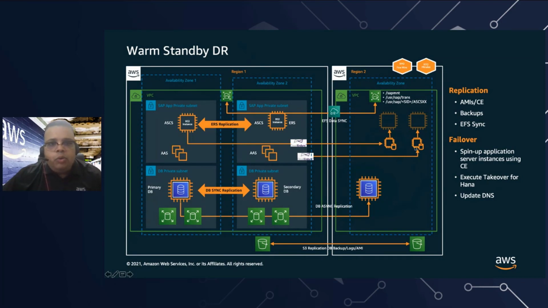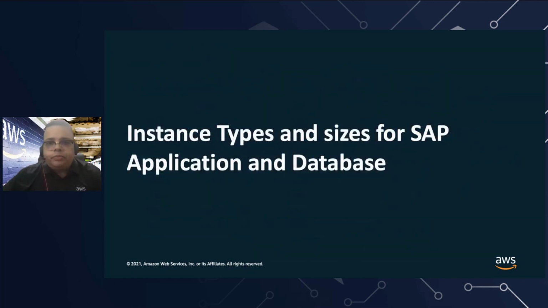The Cloud Endure tool will spin up the application servers for you, ready to go, and then you have your database. So all you need to do is make sure the application is able to talk to the database, and with this pattern you achieve the lowest RPO and RTO possible, right? So this is the warm standby DR pattern.